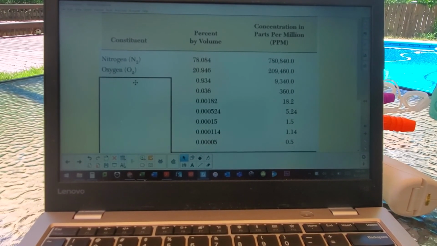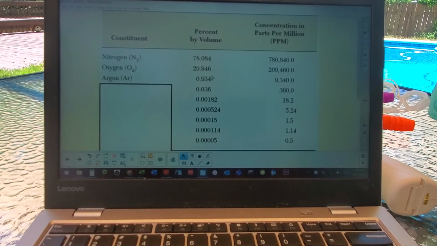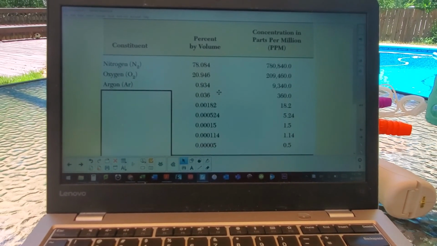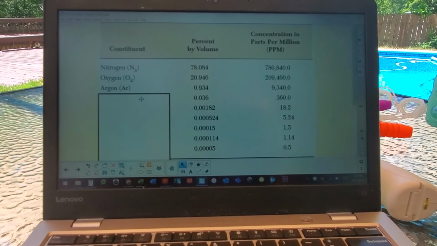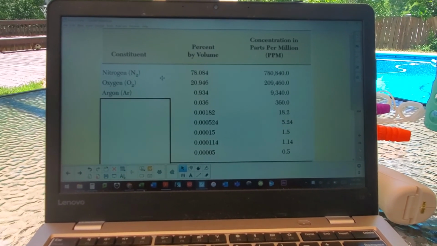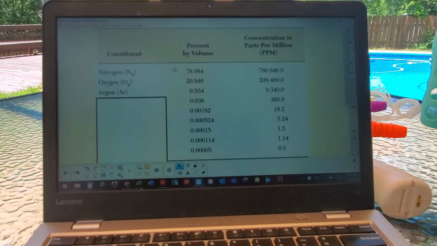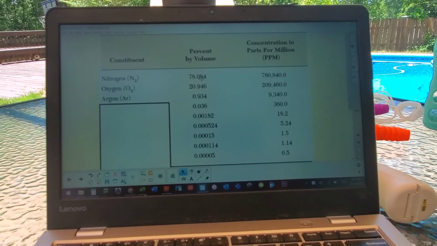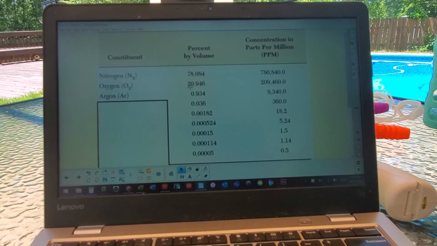Which is good for you. And then, of course, there's 1% that's argon, which is a noble gas and doesn't really do anything. But the point is, if you remember our song, mainly nitrogen and oxygen, the one we need is only 20%. Most of the atmosphere is 78% nitrogen and 20% oxygen.